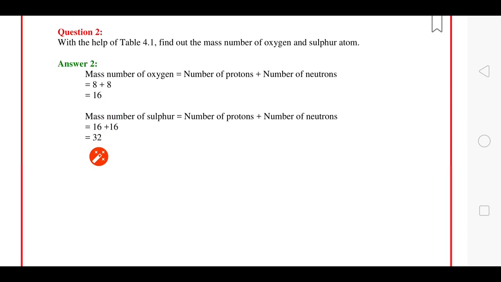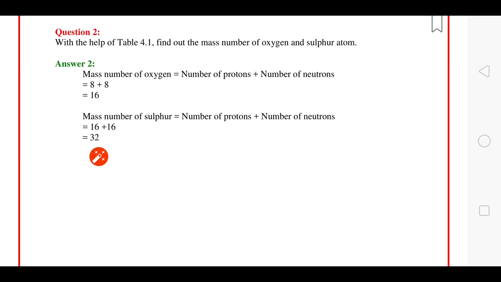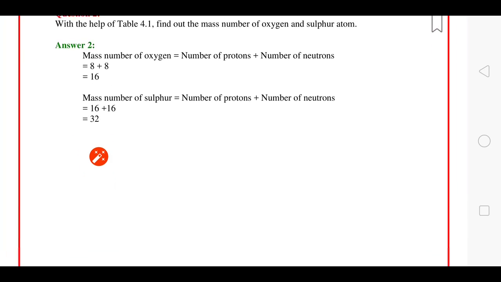Second question is, with the help of table 4.1, find out the mass number of oxygen and sulfur atoms. So the mass number of oxygen is equal to the number of protons plus the number of neutrons. Then the mass number of oxygen is 8 plus 8, 16. And the mass number of sulfur, number of protons plus number of neutrons, 16 plus 16 is equal to 32.